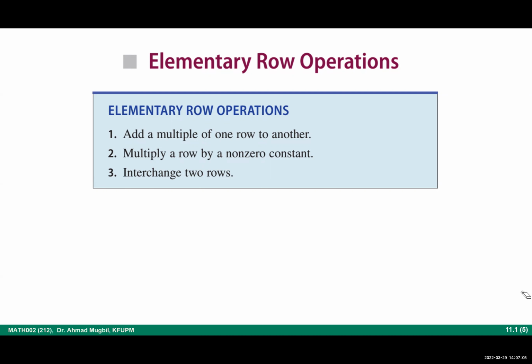What is the first operation? Add a multiple of one row to another. What is that? Let's say that we have row number 1. A multiple of one row, for example, a multiple of row number 1, for example, 3. Multiplying row number 1 by 3 and add to another row, to row number 2, for example. So this is the first operation, adding a multiple of one row to another.